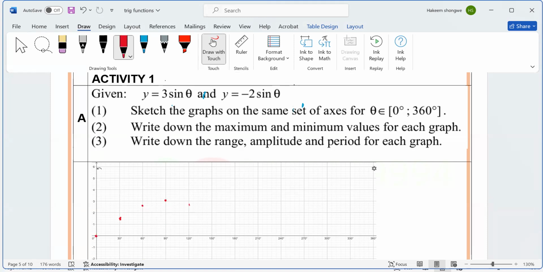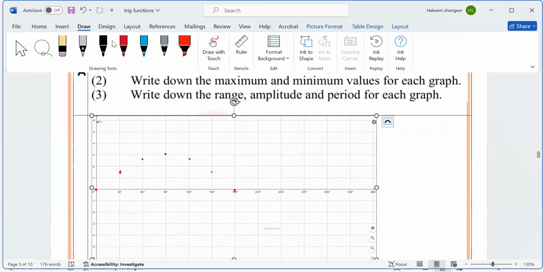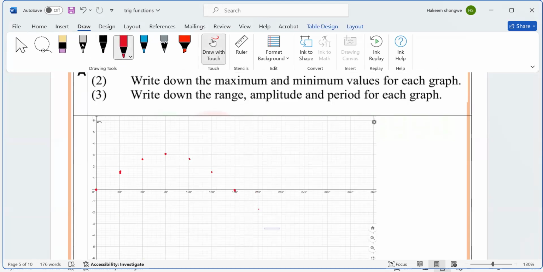120. 150, 1,5. 180. 210, we have negative 1,5. Negative 1,5. 240, negative 2,6. And then negative 3 at 270. And then 300. And then 330. 360. And then after that, it's a freehand drawing.